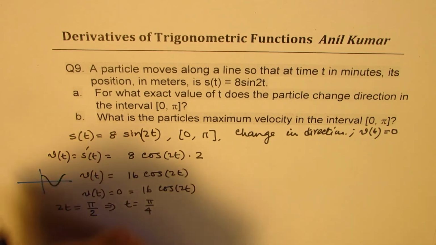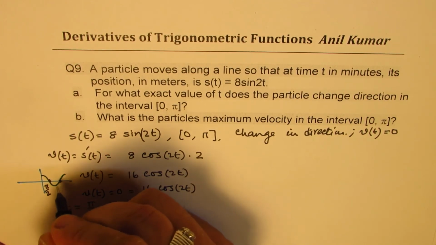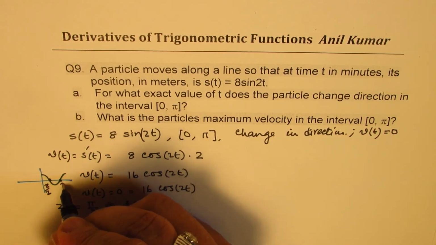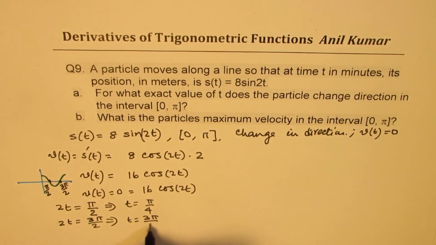Okay, so it will have actually two zeros here, one at pi by 2. Then we have one at 3 pi by 2. That is also 0. Now if I divide by 2, we get this as 3 pi by 4, which is actually less than pi by 2. So we could also take 2t equals 3 pi by 2, which implies that t equals 3 pi by 4. So we actually get 2 points here where the direction is going to change, right?